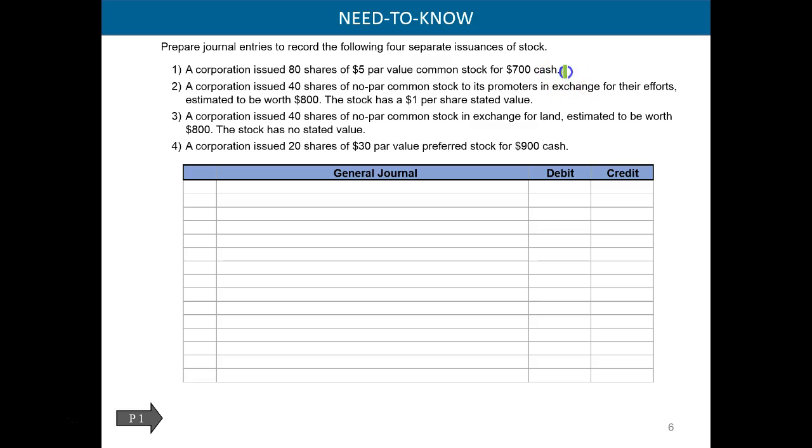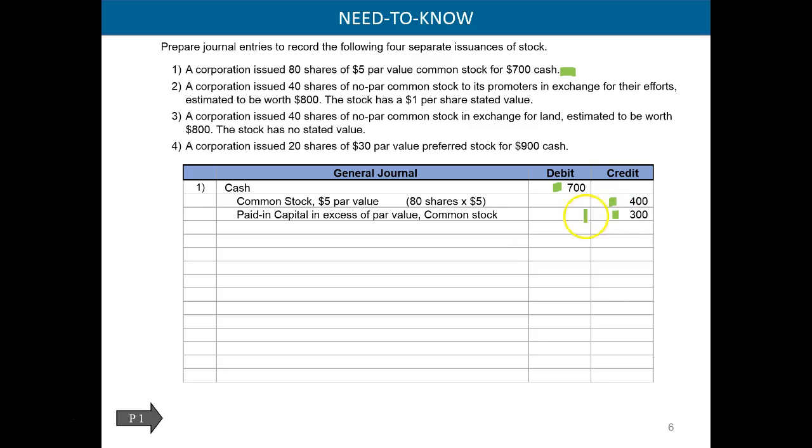So first thing we do is think about cash. Is cash affected? Yeah, cash is going up. We receive cash. So we would debit the cash for the 700, and then we're going to put it on the common stock on the book at the par value in this case, which is $5 times 80. That gives us the 400. Now we have the 700 minus the 400 gives us the plug of the 300 paid in capital in excess.